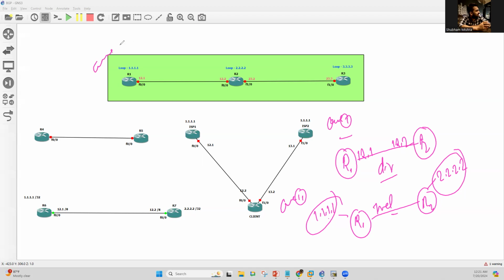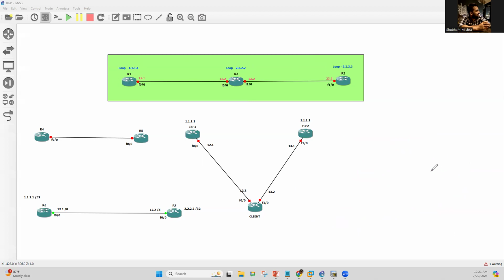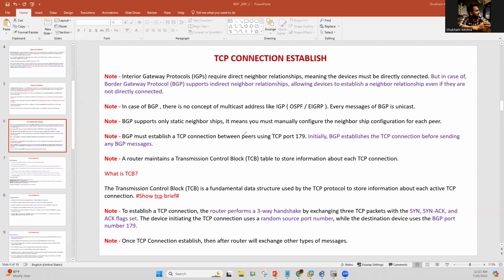And the third scenario is, guys, case number three. If we have three routers, then we can establish a neighborship between R1 and R3. There is no problem. That is called indirect neighborship. I hope you understand what is direct neighborship and what is indirect neighborship. IGP protocols support only direct neighborship. It means two routers always become neighbors when both are directly connected. But in case of BGP, that is not mandatory. In case of BGP, we can configure direct neighborship as well as indirect neighborship. Clear, everyone?